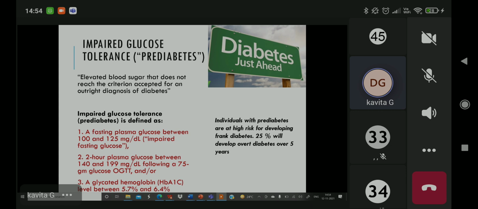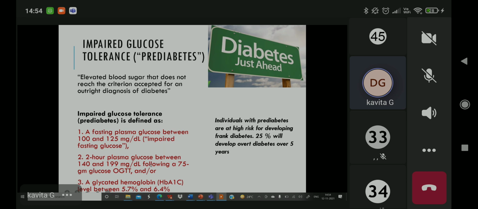The people who are at risk get a fasting plasma glucose. And then when you realize that the value is between 100 and 125, then it is called impaired glucose tolerance, or IFG, impaired fasting glucose. Then you have cutoffs for everything.